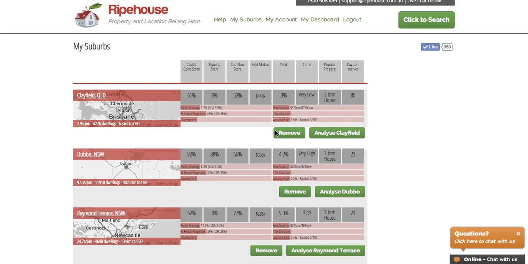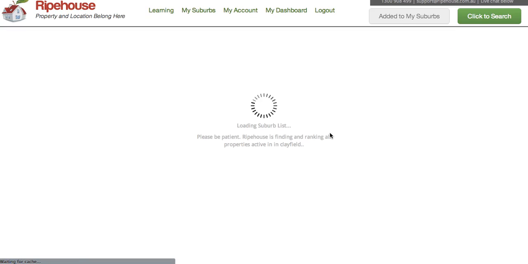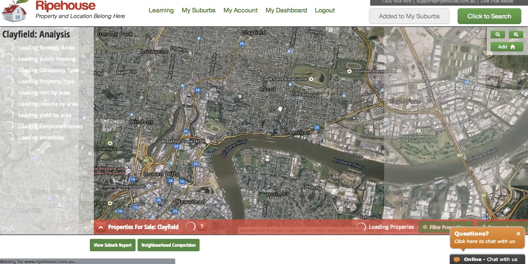Where I am at the moment, I'm in the My Suburbs page, which is part of our paid subscription, a shortlisting page. We can jump into the analysis page from here. So let's analyse Clayfield in Queensland. A few things I want to cover off on the main suburb analysis page. Sorry, I didn't click then. This is loading up now. It does take a few seconds in some cases to load.